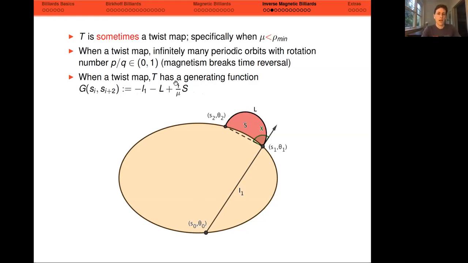And that 1 over mu times S can be interpreted as a flux term. This is really just the strength of the magnetic field times an area term. And so we can think of it as flux, the same way that we might teach our students about flux integrals with surface integrals in multivariable calculus.